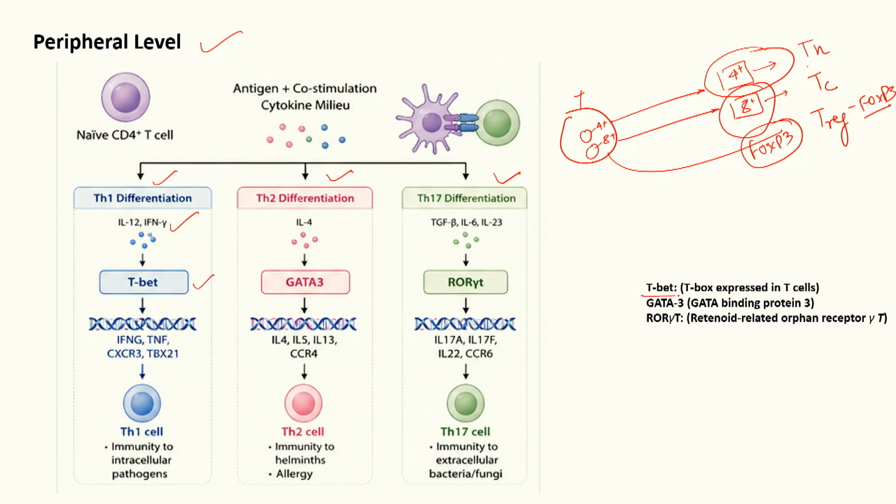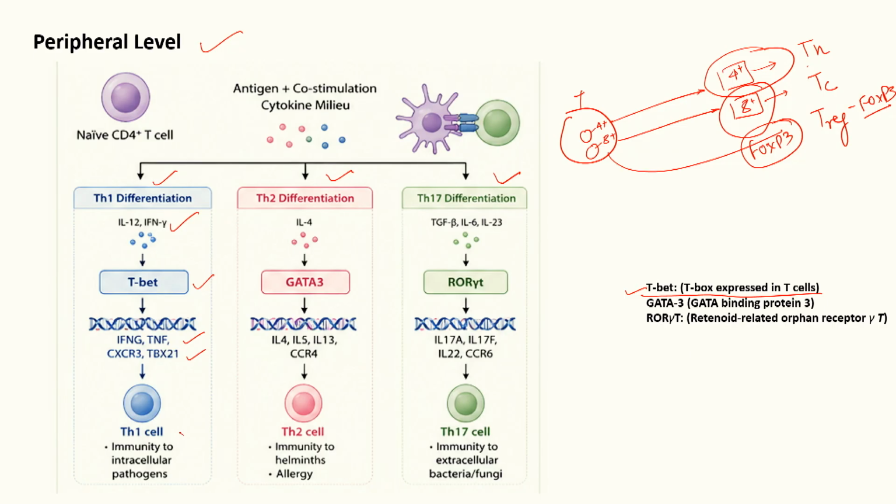T-bet is actually a T-box expressed in T cell transcription factor. So we could see T-bet in a very unique way, that it is a Th1 specific transcription factor. So once T-bet is expressed as a transcription factor in the cells which are differentiated with IL-12 and interferon gamma, then we can see that there could be an expression of interferon gamma, TNF, gene TBX21 and CXCR3, which is a chemokine receptor, particularly in the Th cell population.